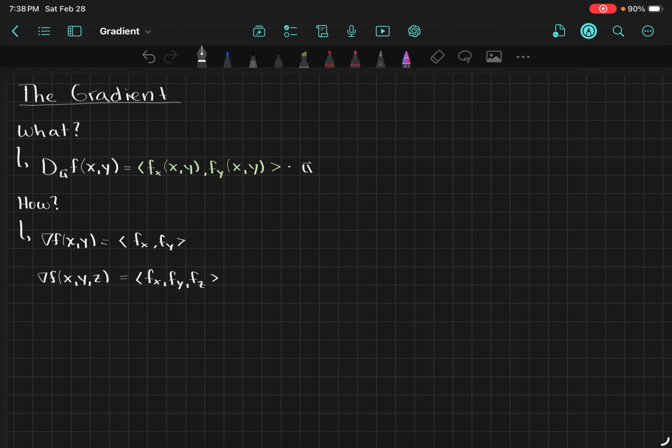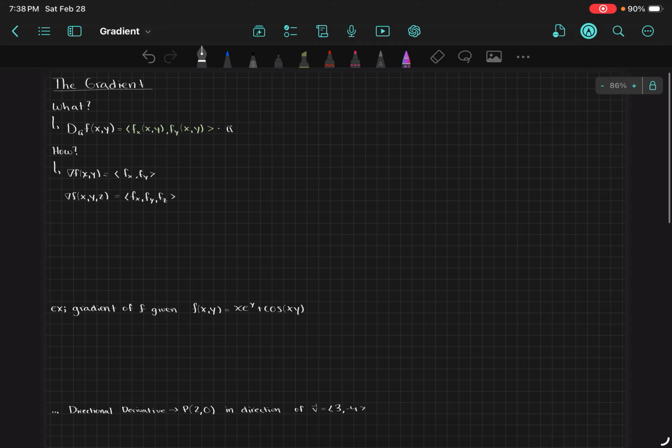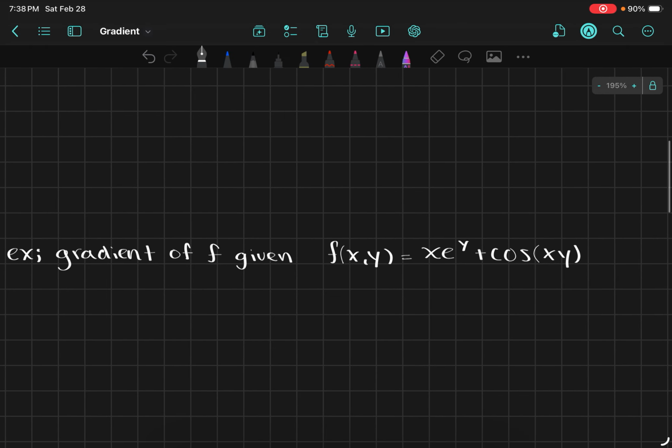So I guess the best thing that we can do in this situation is to just give ourselves an example. Our example today is going to be the gradient of f, given by f of x, y is equal to x e to the y plus cosine xy. If you're thinking that this is a little bit more of a difficult problem, well, I intended for it to be that way, because we already did one pretty simple problem of the directional derivative.